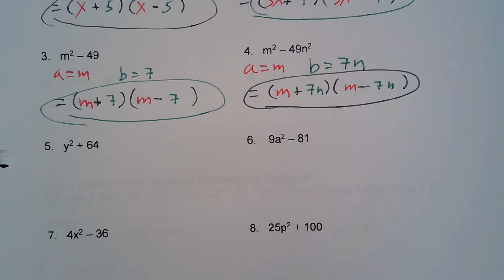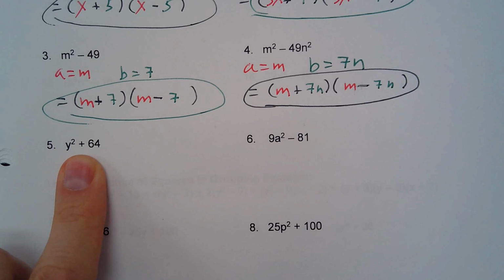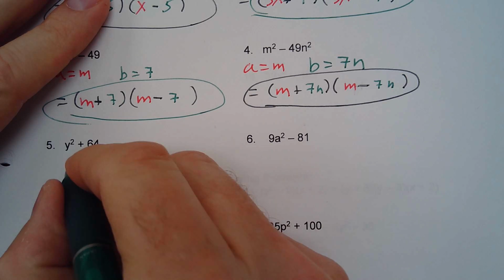Now for number 5, we can't break that down. That is a sum of squares that cannot be factored in real numbers. So we'd say this is prime.